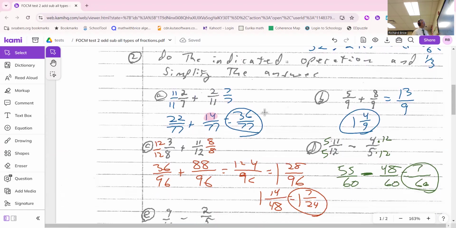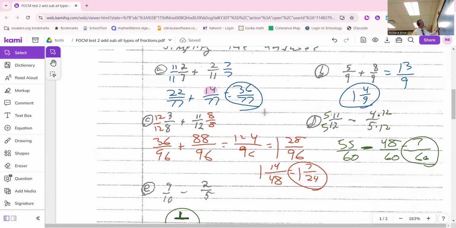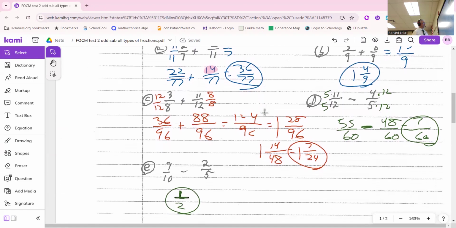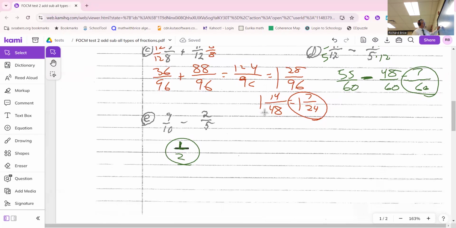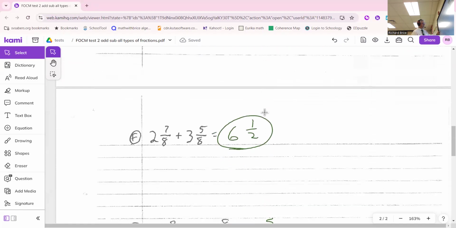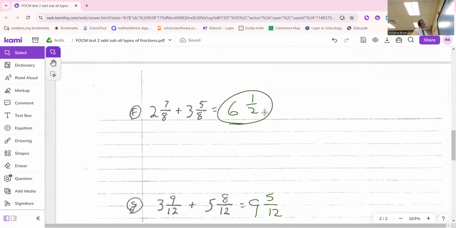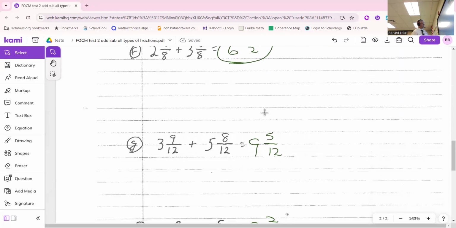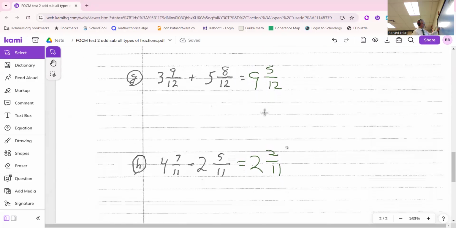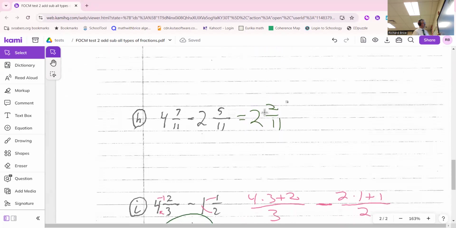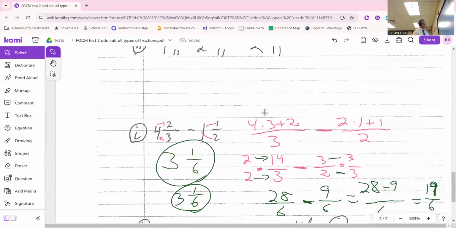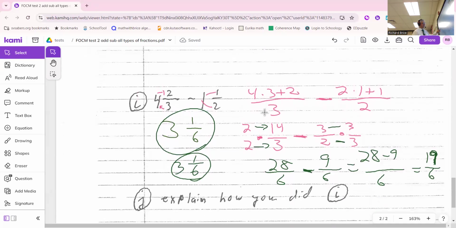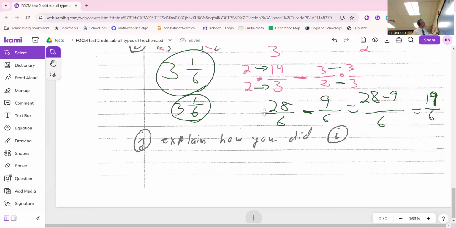Number 2 is 36/77. B is 1 4/9. C is 1 7/24. D is 7/60. E like elephant is 1/2. Next page. F is 6 1/2. G is 9 5/12. H is 2 2/11. I is 3 1/6, and you can see some work there, and then how you did it.